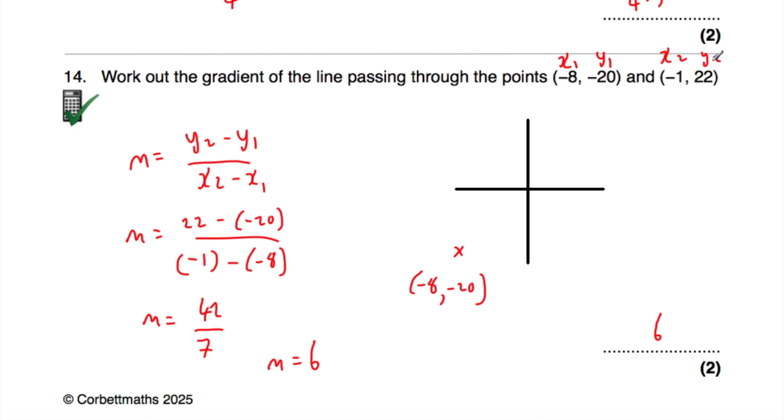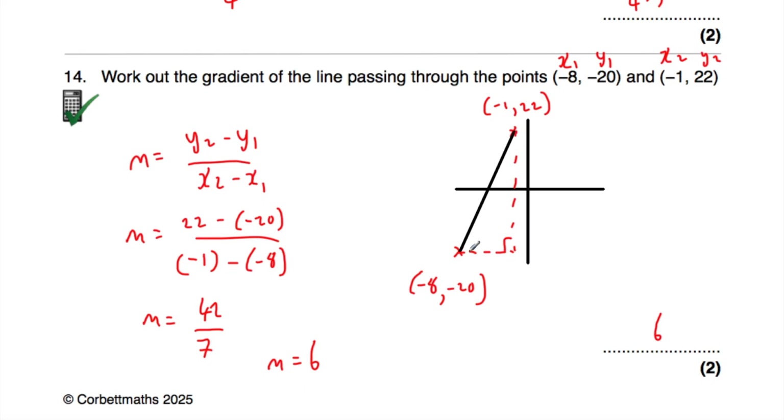And then the second point has coordinates -1, 22. So it'll be up there somewhere. So that's going to be -1, 22. So we've got our 2 points. Now let's join them up. So if we join up those points, it would look something like that. And then we can make our little right angle triangle. So we're going to go across and up. And then that's a right angle.